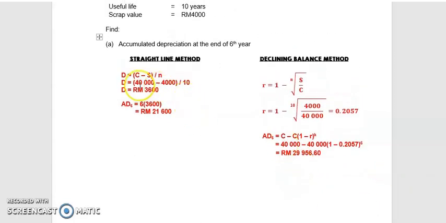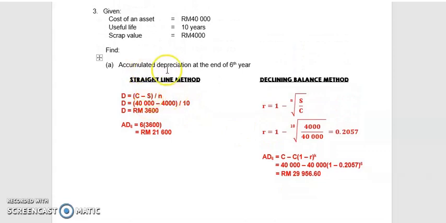So that is the difference in how to calculate the accumulated depreciation between straight line and declining. In straight line we need to know the annual depreciation first, but in declining we need to know the rate of annual depreciation first. Then we can calculate the accumulated depreciation.